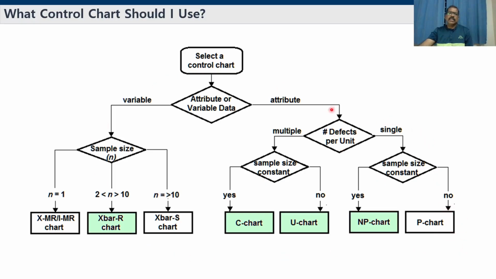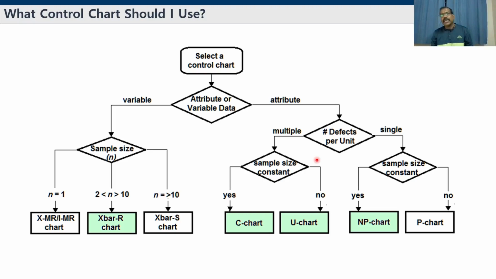Okay, so this understanding you should know. If you remember that, mostly we can decide which control chart we are going to use. First, you have to know whether the data is variable or attribute. Then if it is variable, you have to check whether the sample size is less than or equal to 1, between 2 to 10, or greater than or equal to 10. With that you can decide X-bar and R, X-bar and S, or moving average.